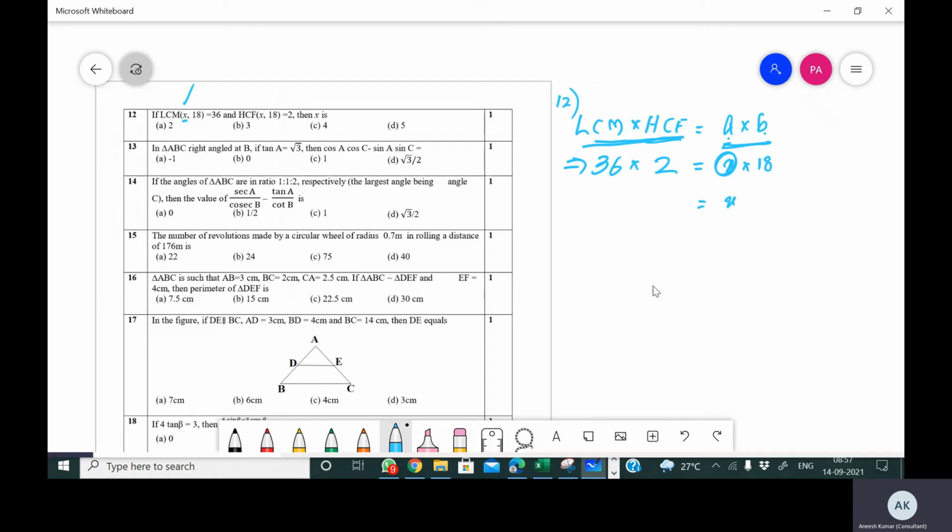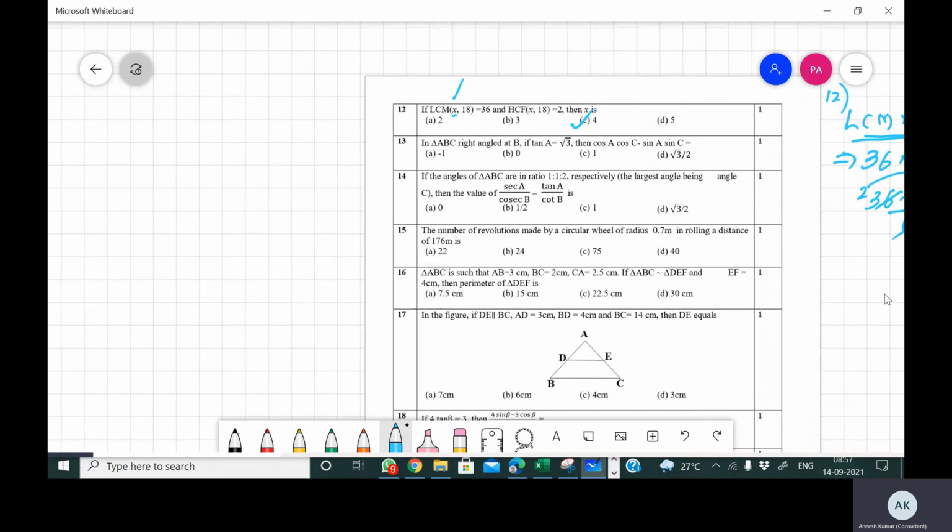X is equal to 36 into 2 by 18. 18 and 36 cancelled, 2. 2 into 2, 4. So X is 4. So this is the option C. Okay.